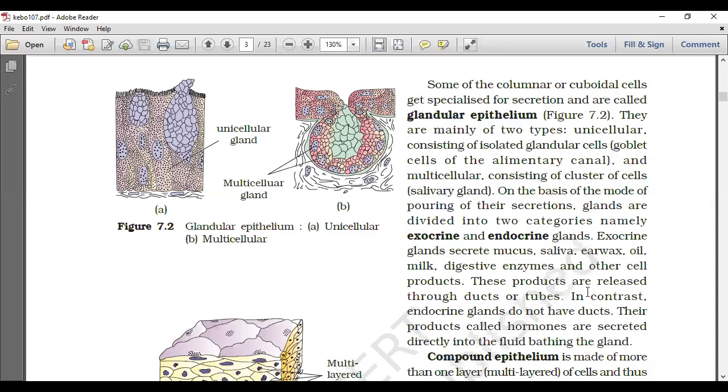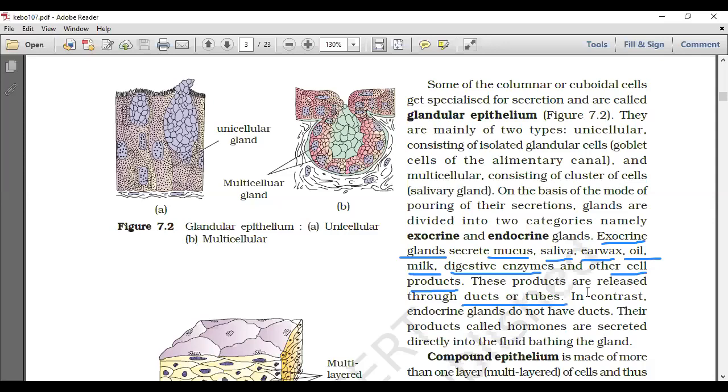Exocrine glands secrete mucus, saliva, earwax, oil, milk, digestive enzymes, and other cell products. These products are released through ducts or tubes.